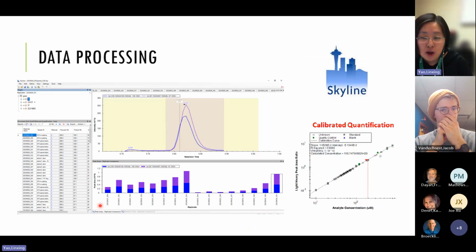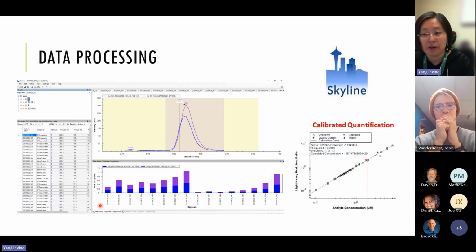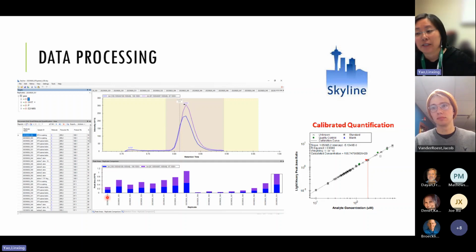After data is acquired, you can look at the data using the instrument software, or you can use Skyline. This is widely used open source software. You can check the Skyline website, which has a nice tutorial to get you through learning how to use the software. It's easy to use, and you can check the peak shape and retention time matching.